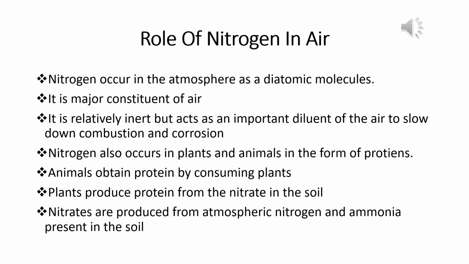Nitrogen also occurs in plants and animals in the form of proteins. Animals obtain proteins by consuming plants, and plants produce protein from the nitrates in the soil. Nitrates are produced from the atmospheric nitrogen and ammonia present in the soil.